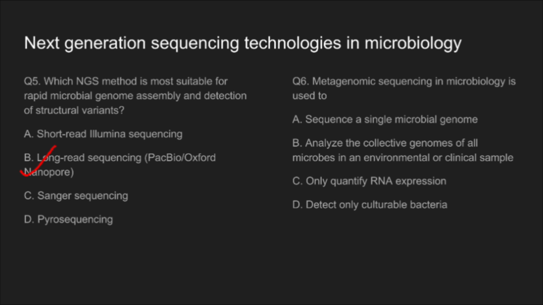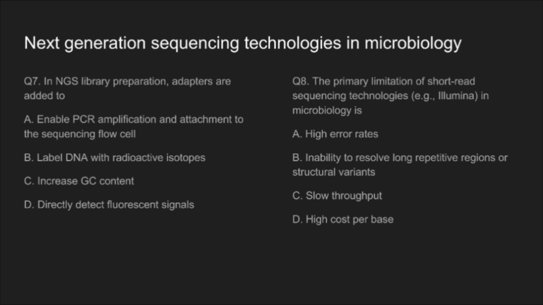C. Only quantify RNA expression. D. Detect only culturable bacteria. So the correct answer for this question is option B. Analyze the collective genomes of all microbes in an environmental or clinical sample. Now question number 7. In NGS library preparation, adapters are added to A. Enable PCR amplification and attachment to the sequencing flow cell.